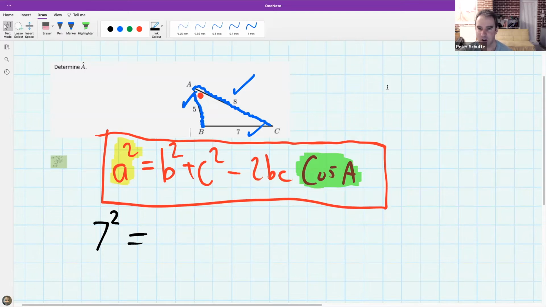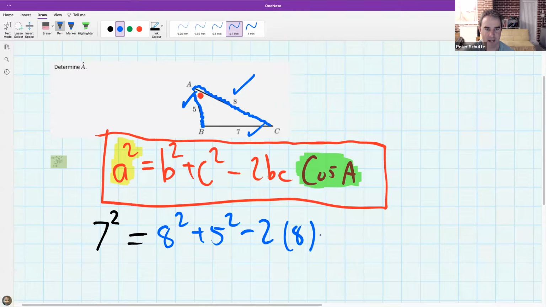So Rachel, I see your answer and it looks good to me. Loretta, you're on the right track. I think you may have just missed out one little part, but you're almost there. So I think basically what we have is 7 squared is equal to 8 squared plus 5 squared, but now we have minus 2 times 8 times 5 times the cos of angle A.